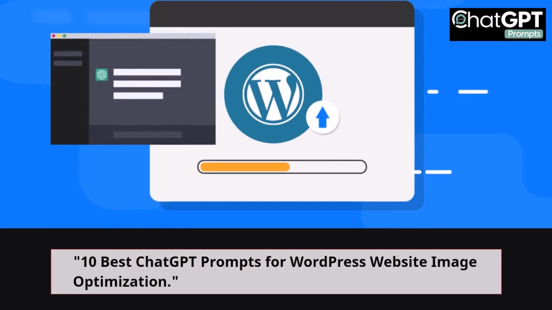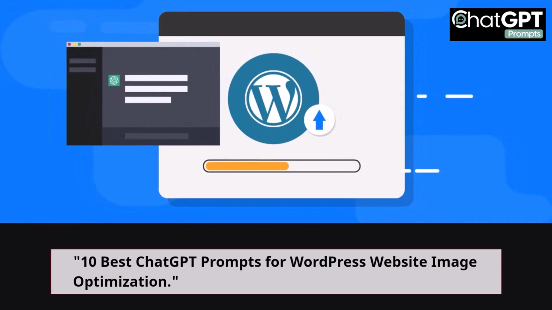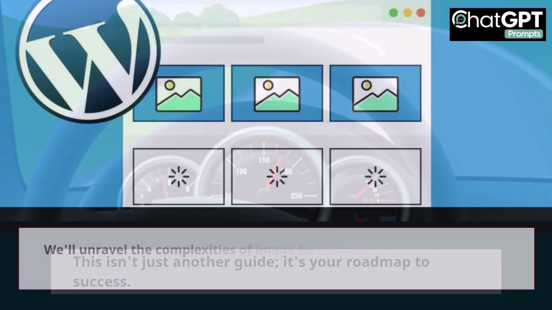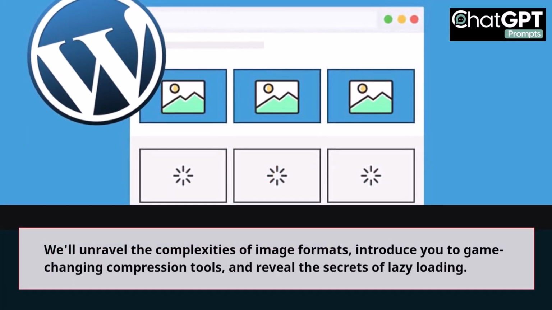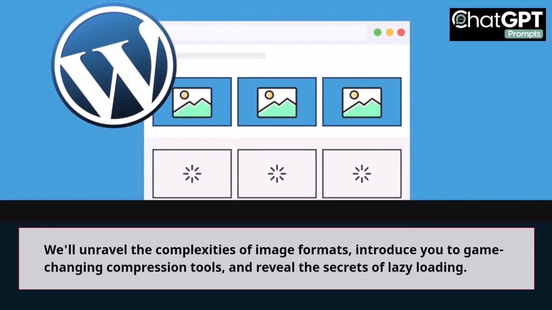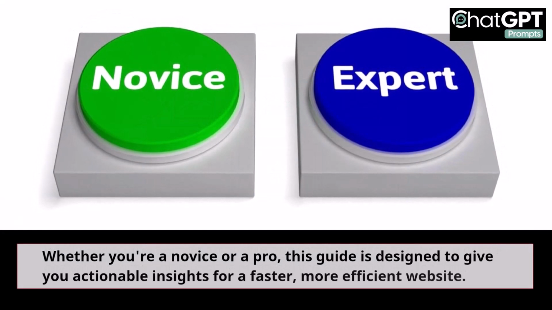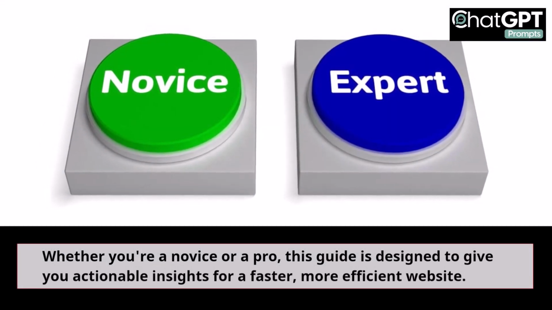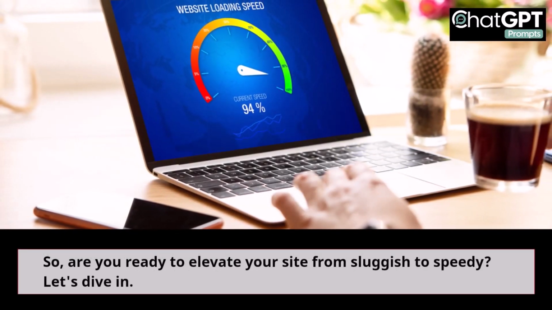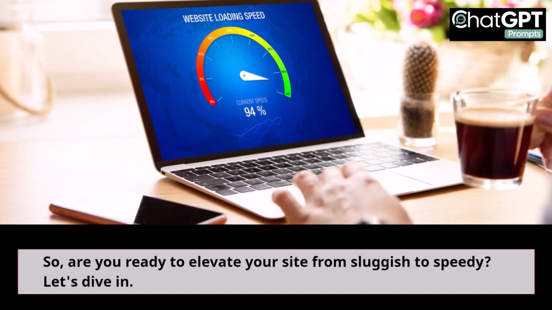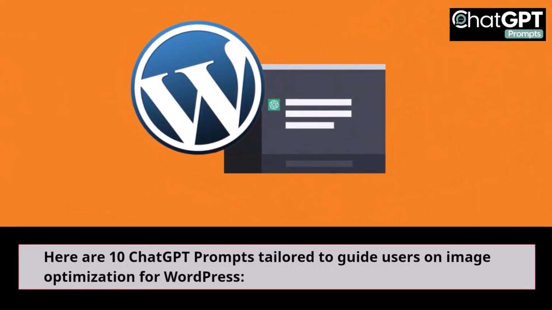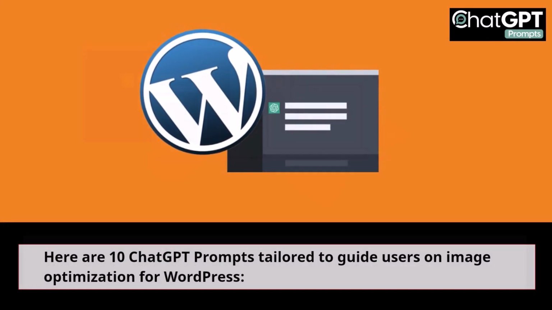10 Best ChatGPT Prompts for WordPress Website Image Optimization. This isn't just another guide, it's your roadmap to success. We'll unravel the complexities of image formats, introduce you to game-changing compression tools, and reveal the secrets of lazy loading. Whether you're a novice or a pro, this guide is designed to give you actionable insights for a faster, more efficient website. So, are you ready to elevate your site from sluggish to speedy? Let's dive in. Here are 10 ChatGPT prompts tailored to guide users on image optimization for WordPress.